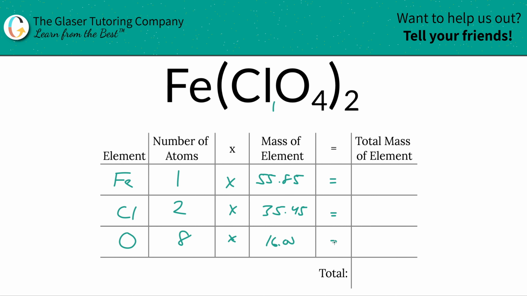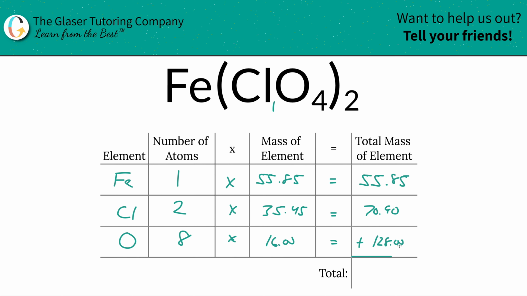Then we're going to find the total mass of each element in the compound. We're just going to simply multiply the row across. So the total mass of iron here, since there's only one atom, is 55.85. For chlorine, this is going to be 70.9. And then for oxygen, it's going to be 128.